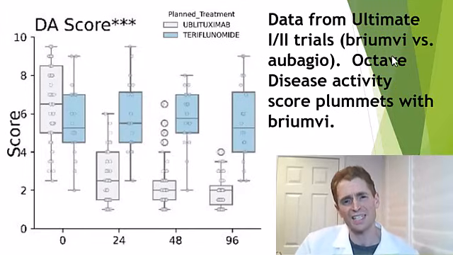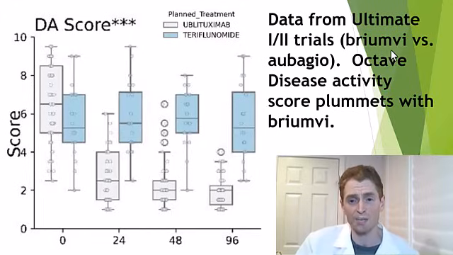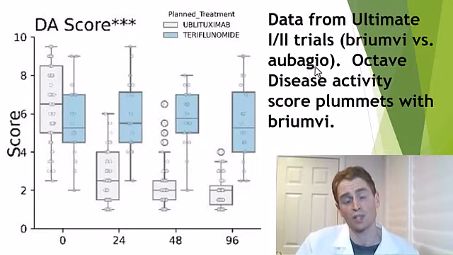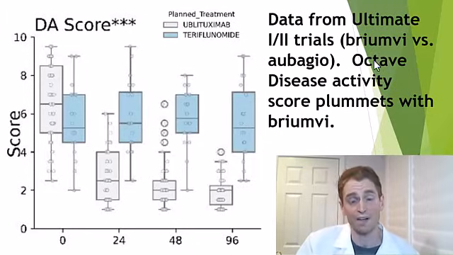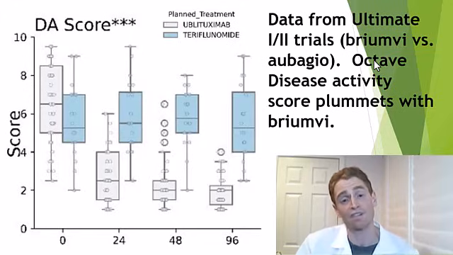Briumvi is a B-cell depleting infusion. It kills B lymphocytes similar to the drug Ocrevus, rituximab, or Kesimpta, and it's considered to be highly effective in MS, whereas Aubagio is a once-a-day pill considered to be less effective, and in these trials, Briumvi was in fact more effective than Aubagio in other outcomes like in preventing new MRI lesions and relapses.